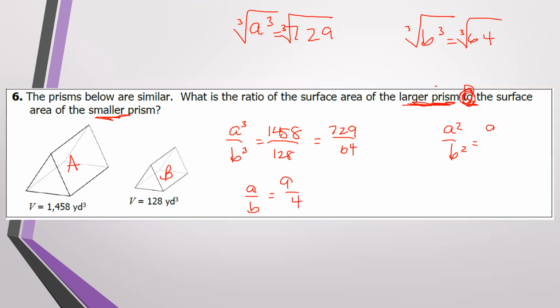So now you can find A squared. A is 9, so A squared is 9 squared. B is 4, so 4 squared. So the ratio of your surface areas is 81 to 16.